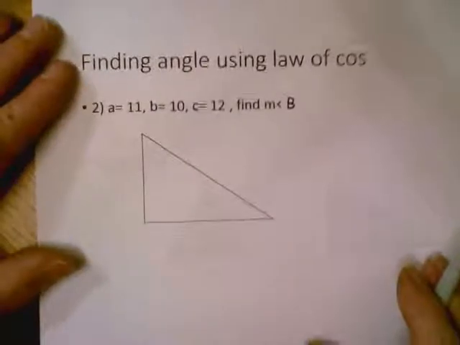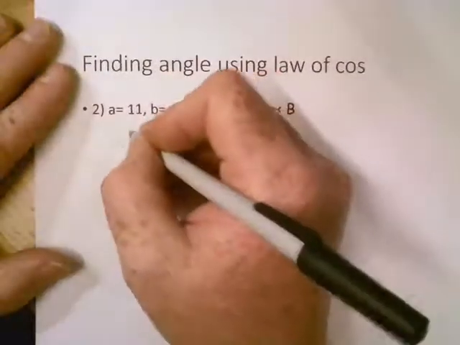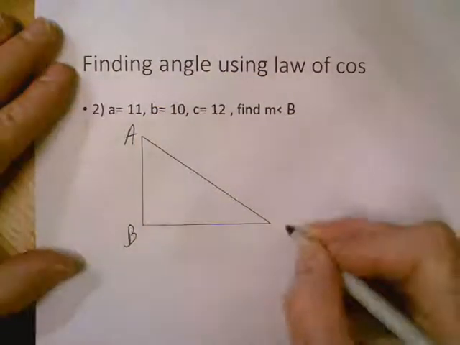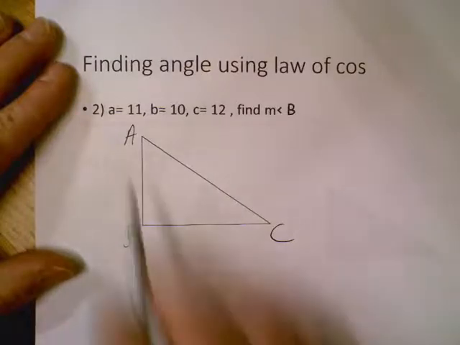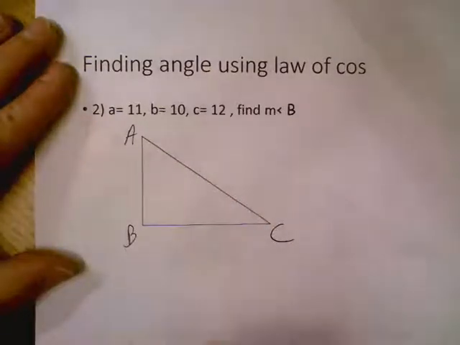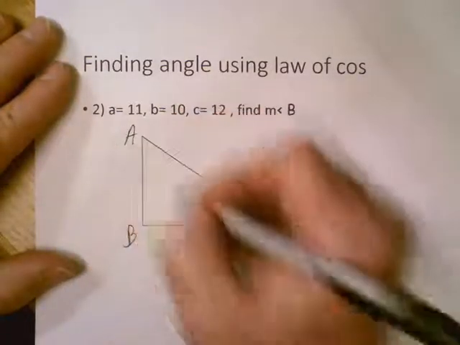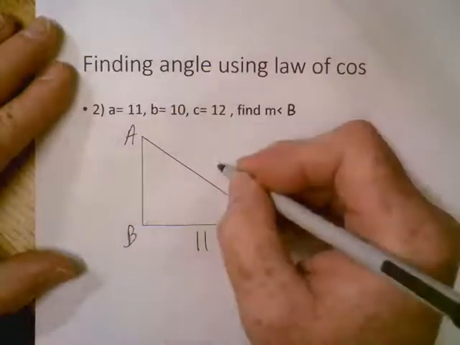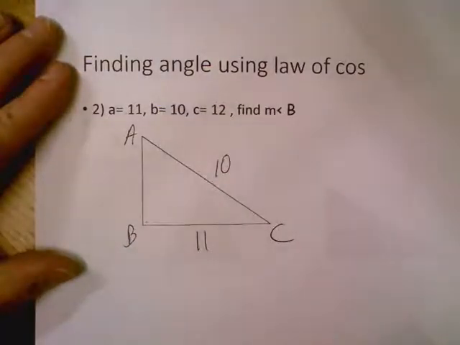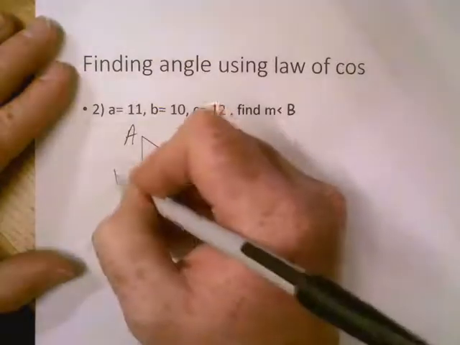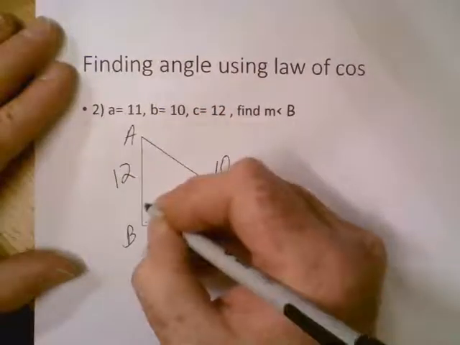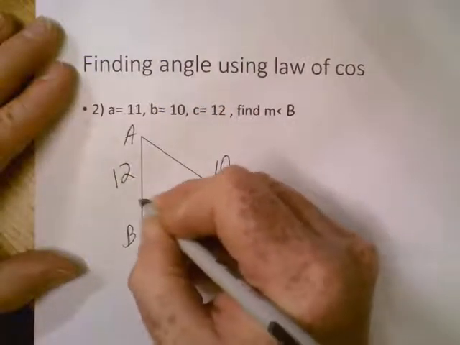So first thing we're going to do, we're going to label our triangle. I'm just going to put A, B, and C since I didn't already have it. Little a, that's across from big A, is 11. Little b is 10. It's across from big B. Little c is 12. And we're trying to find angle B. So this is the angle we're trying to find.